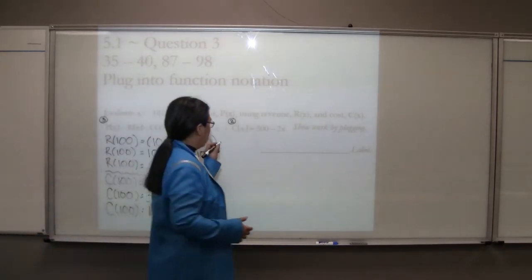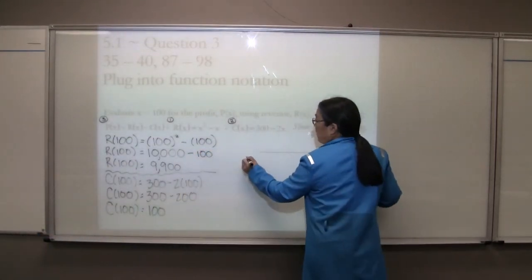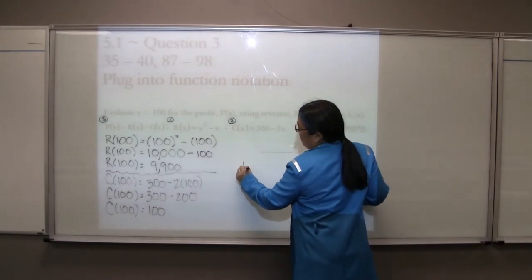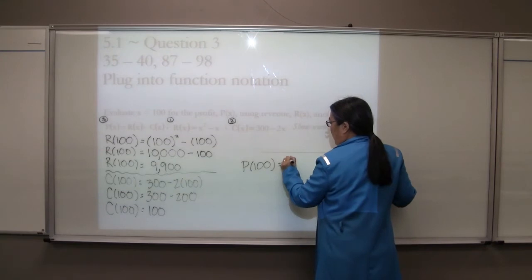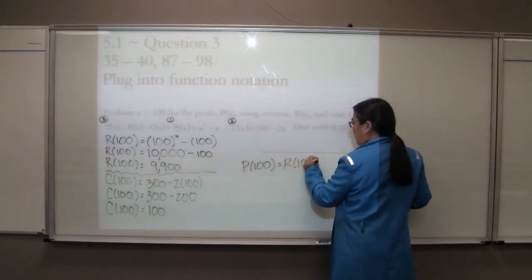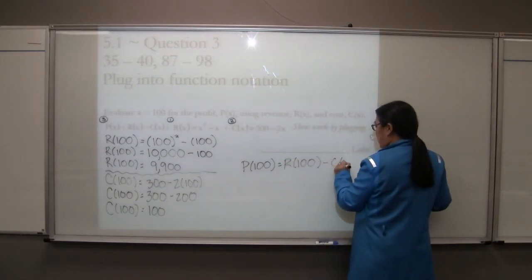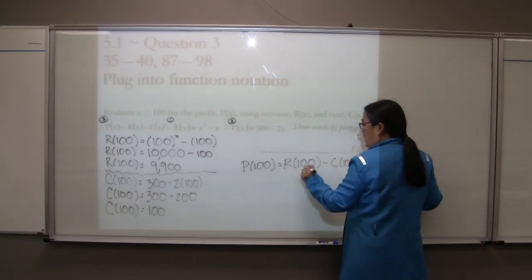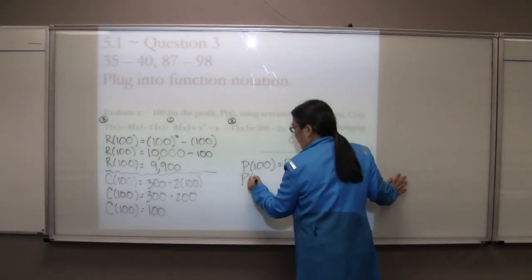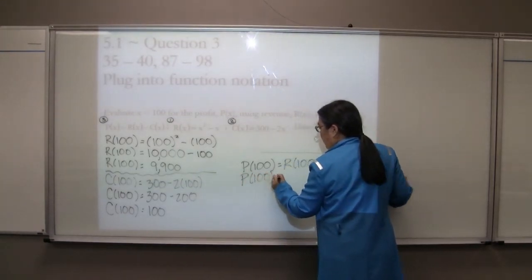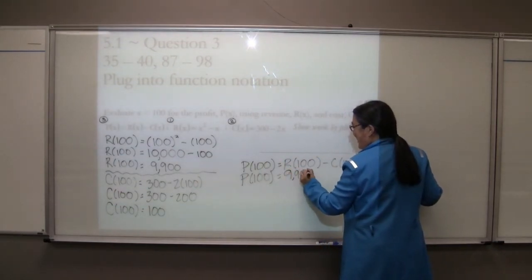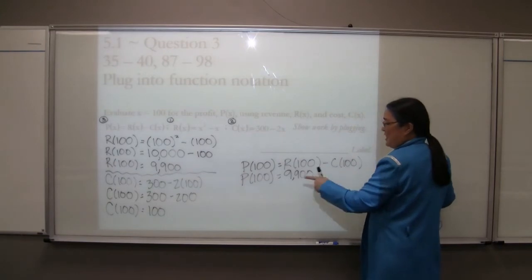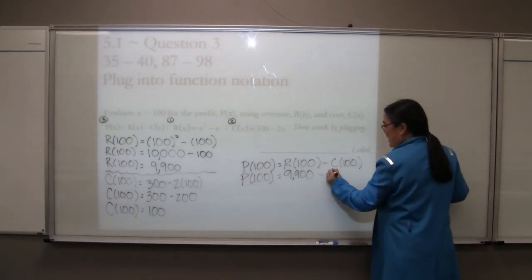Last but not least, we're going to come up here and we're going to have P of 100 is equal to R of 100 minus C of 100. But wait, we already know that R of 100 is equal to 9,900. And C of 100 is 100.